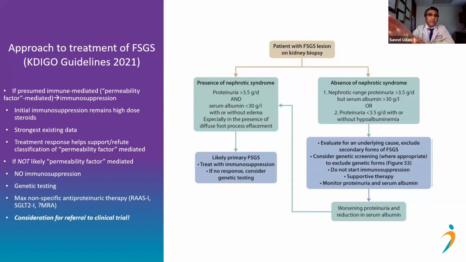So you can see here, if you have FSGS with nephrotic syndrome, so the whole thing, not just the heavy protein loss, you have diffuse foot process effacement. That kidney biopsy we talked about, the foot processes all look flattened out like that. At this point in time, that's the best tool we have to say, okay, this at least has a high likelihood of being an immune-mediated process.